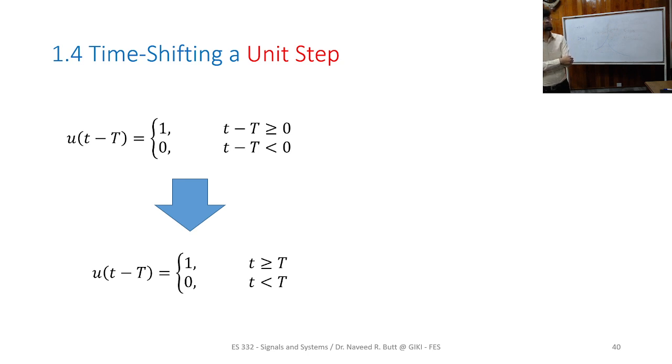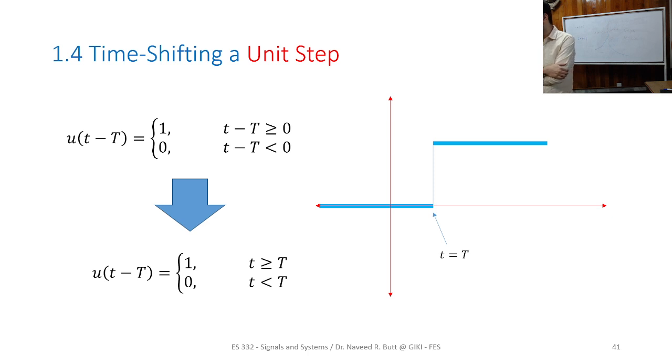So if you have u(t minus T), can someone plot them quickly? What will the shifted one look like? What is this one below? Is it shifted left or right? Right. If T is greater than 0, otherwise it would be a left shift. So it is shifted to the right by capital T units. How does it look? Like this. You shifted the unit step to the right.